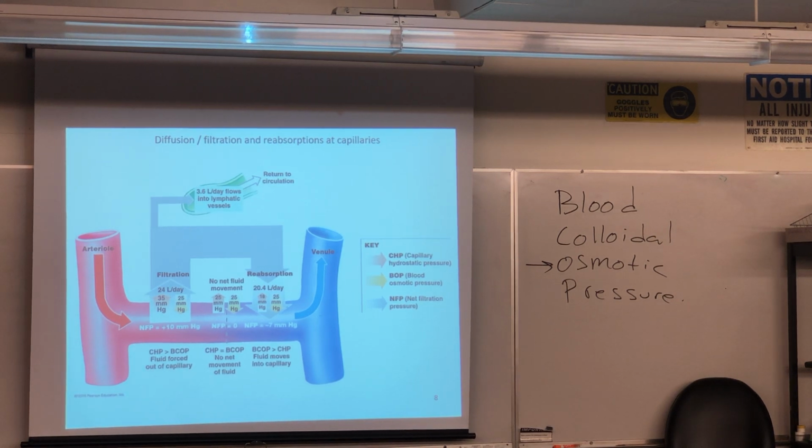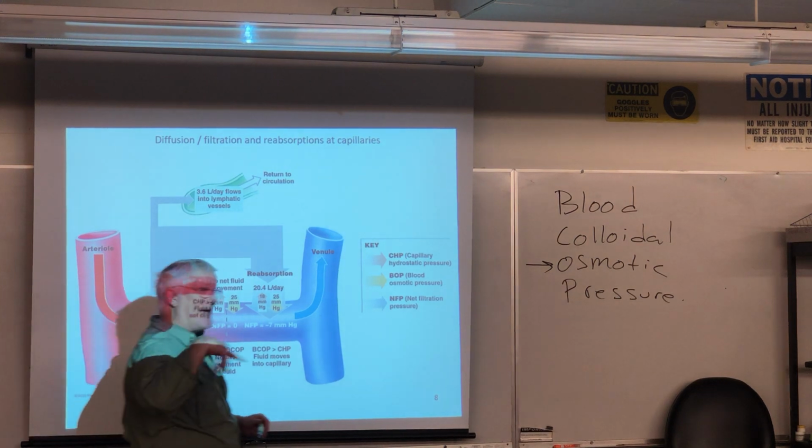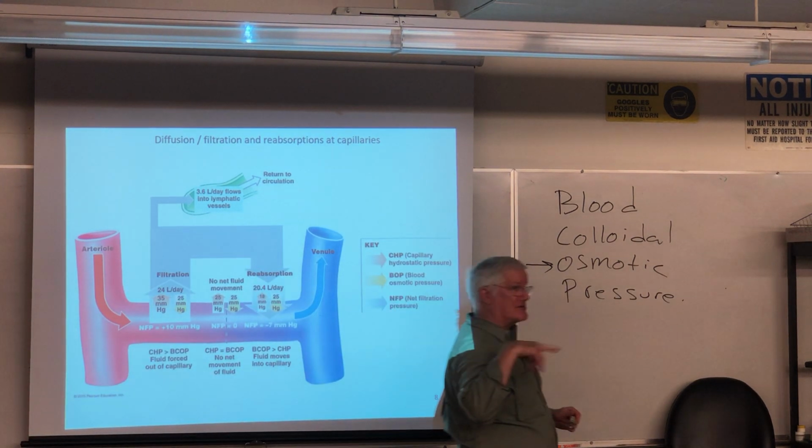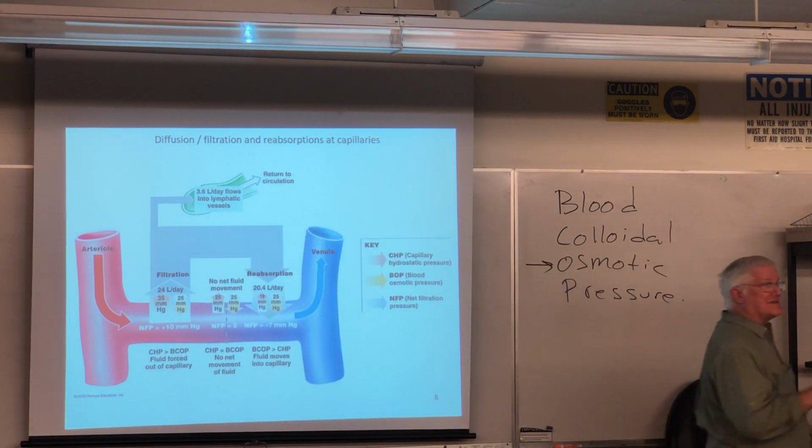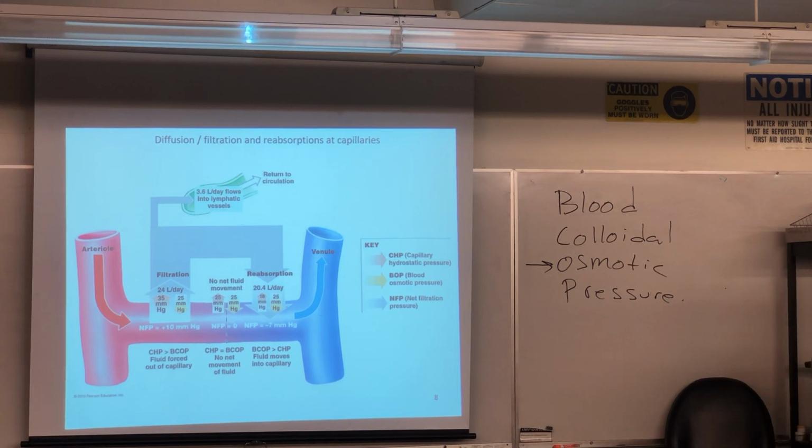Now, colloids are albumins. Those are the proteins I named in tonight's lecture about composition of proteins in blood. They're just the albumins. They're proteins that are way too big to leave. They will always be in the capillary.